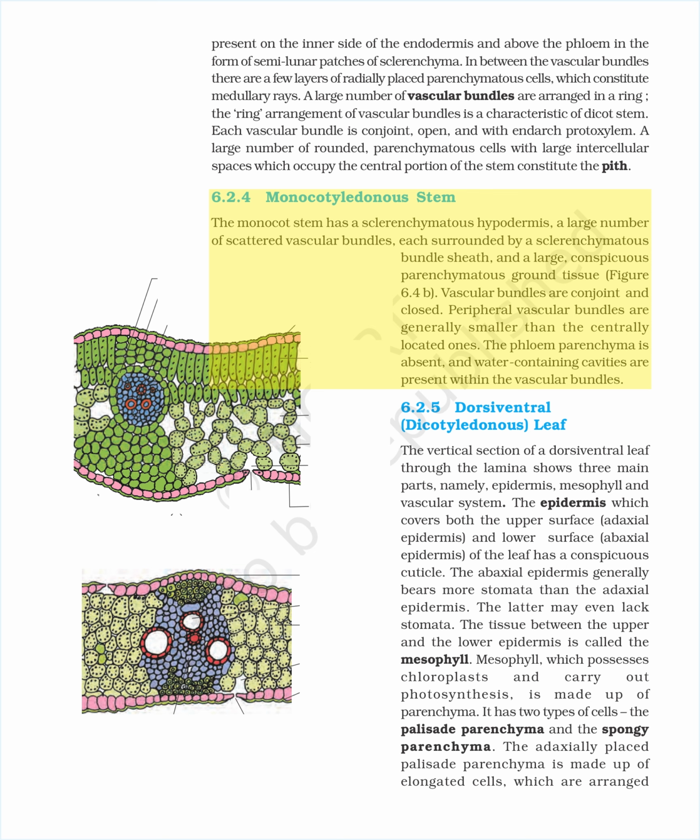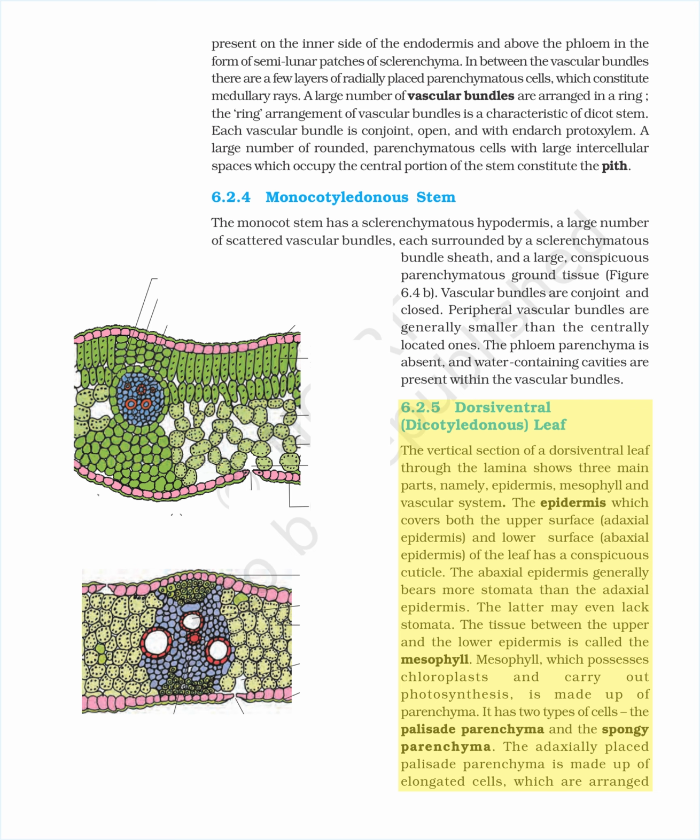6.2.4 Monocotyledonous stem. The monocot stem has a sclerenchymatous hypodermis, a large number of scattered vascular bundles, each surrounded by a sclerenchymatous bundle sheath, and a large, conspicuous parenchymatous ground tissue, Figure 6.4b. Vascular bundles are conjoint and closed. Peripheral vascular bundles are generally smaller than the centrally located ones. The phloem parenchyma is absent, and water-containing cavities are present within the vascular bundles.